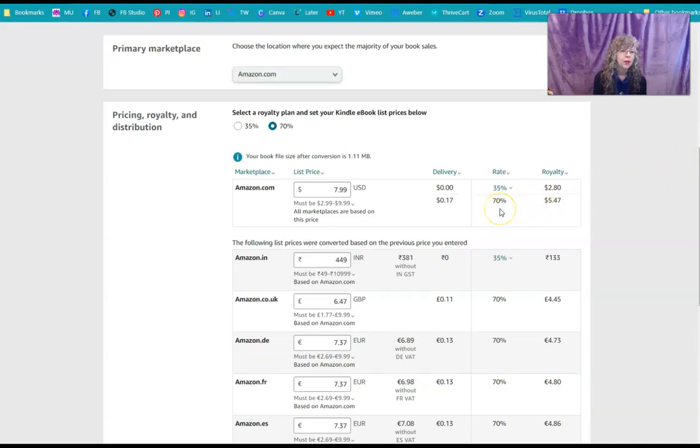And up here, it's going to show you, if you want 70%, this is the amount of money you're going to make every time for this book, set at $7.99. Every time I sell an ebook, this is how much I earn.